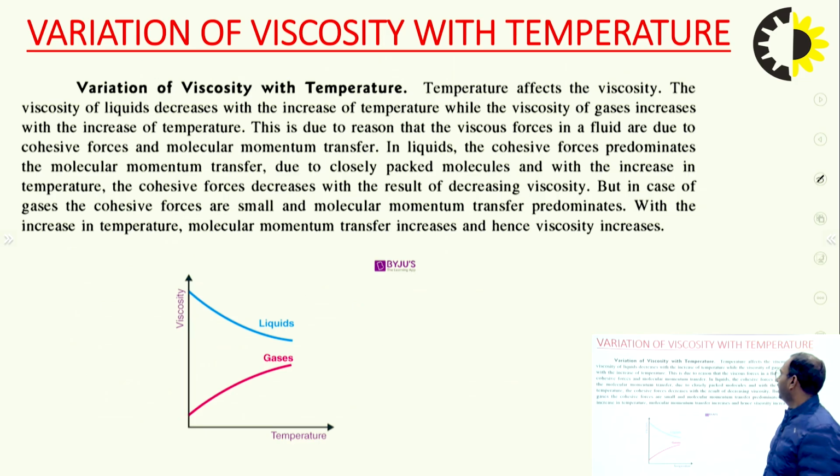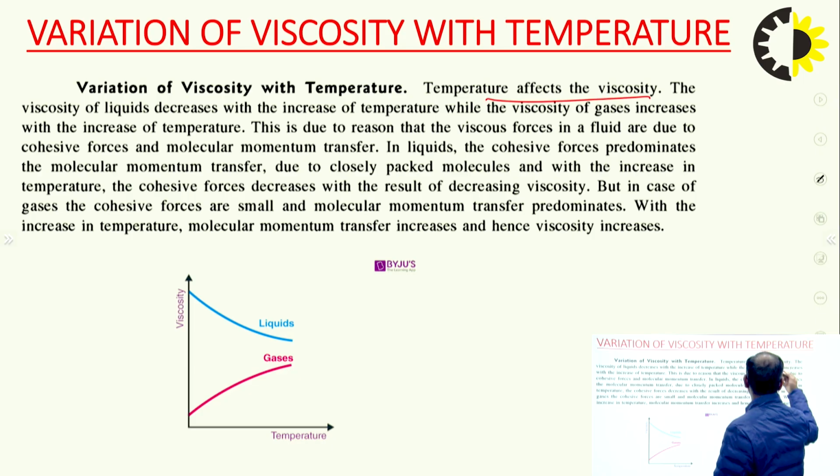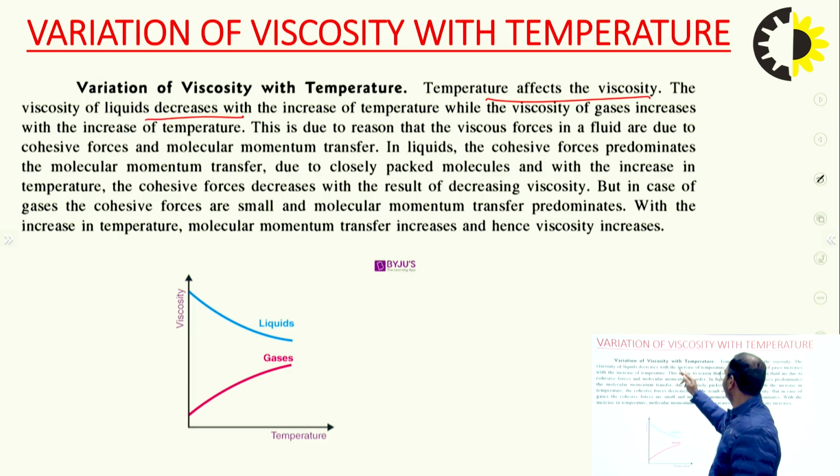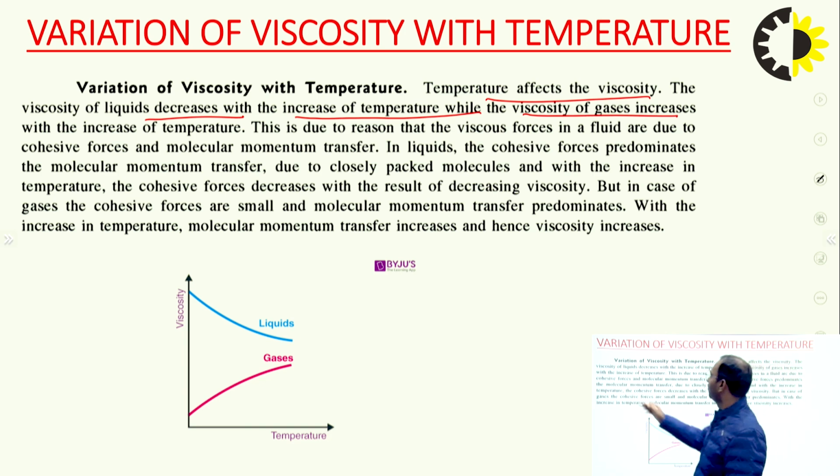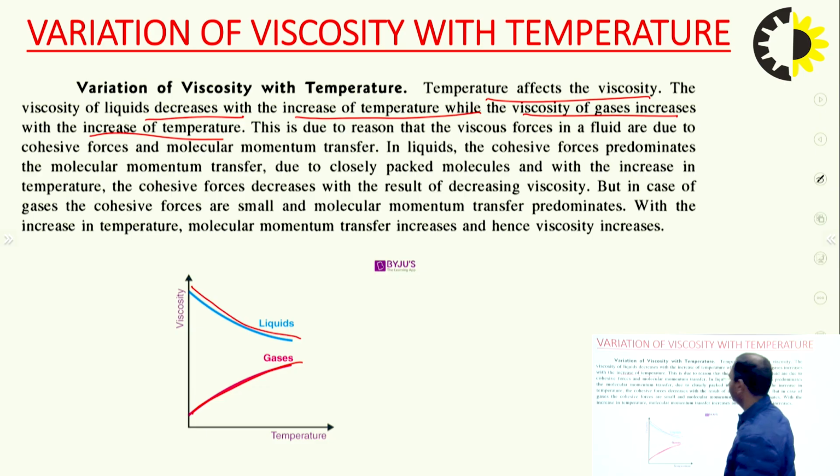Then what is the variation of viscosity with temperature? Temperature affects the viscosity. The viscosity of liquid decreases with the increase of temperature, whereas the viscosity of gases increases with the increase of temperature. This is the plot between viscosity versus temperature. For gases we can see that with increase in temperature, viscosity increases, whereas for liquid with increase in temperature, viscosity decreases.